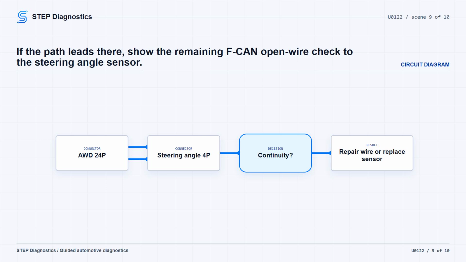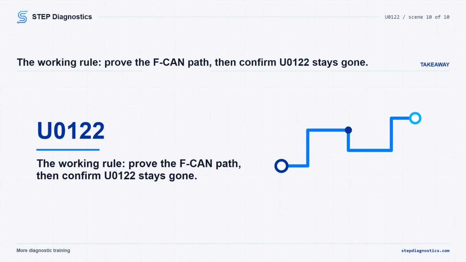3. The test condition is vehicle OFF, with the Real Time AWD control unit 24P connector disconnected and the steering angle sensor 4P connector disconnected. If the diagnostic path no longer makes sense at this point, pause, recheck the earlier communication path, and avoid guessing. After any wiring repair, software update, or module decision, verify the repair by rechecking whether the original symptom or indication is gone and confirm U0122 stays gone.